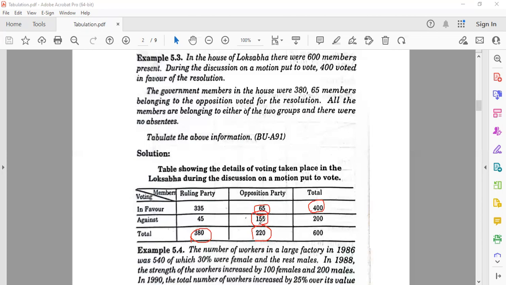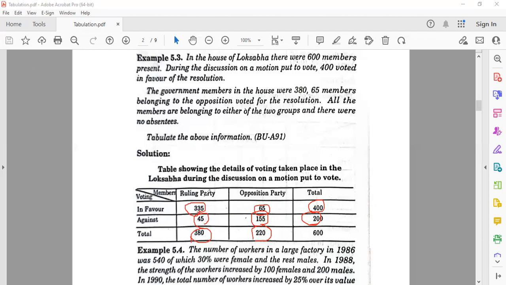Now, similarly, all the members belong to either of the two groups and there were no absentees. This particular data is given here. And we know that 400 minus 65, if you do it, you will get the count of the ruling party. Similarly, 200 minus 155, you will be getting 45. So, these are the votes which were against the motion under the ruling party. And 155 is the votes against the motion in the opposition party. So like this, you can balance all the numbers here.